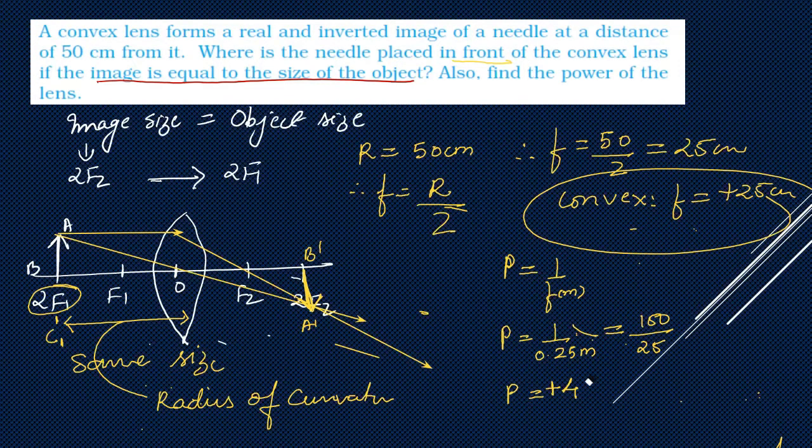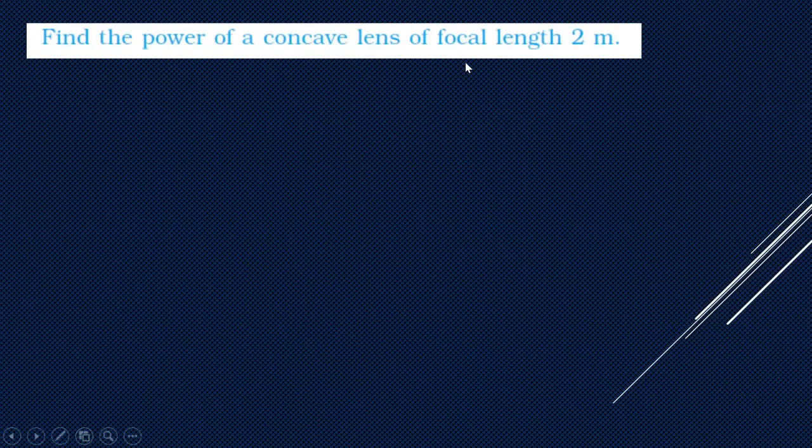Right. It will be plus 4D. So hence the power of this type of lens is equal to positive 4 diopters, right? Next we have: find the power of a concave lens of focal length 2 meters. Again, concave is given, so if it's a concave lens, how will the focal length be? Focal length is going to be negative, so it's minus 2 meters.